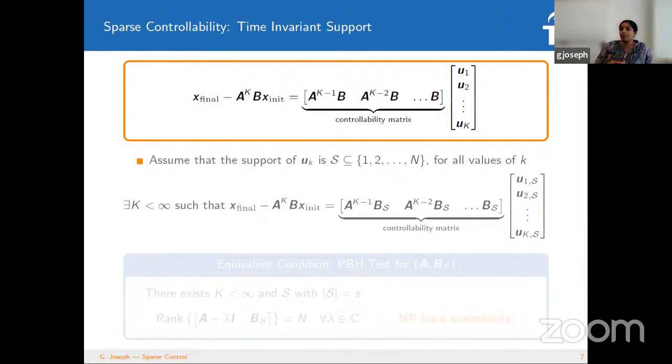So the controllability condition under the time invariant support case is to have a solution to the system of equations where your B is replaced by B sub S, where S is the support.